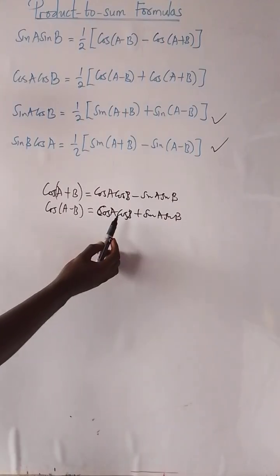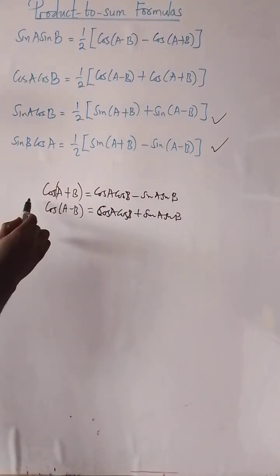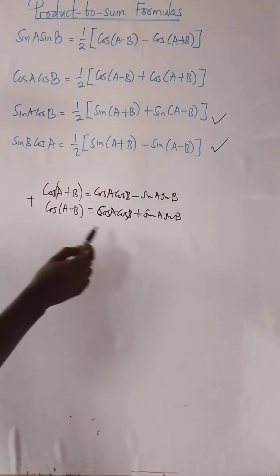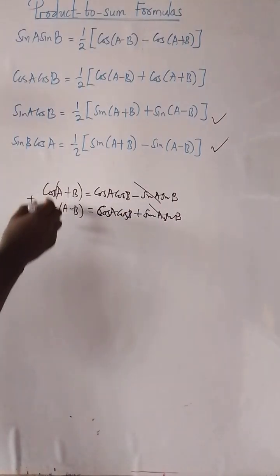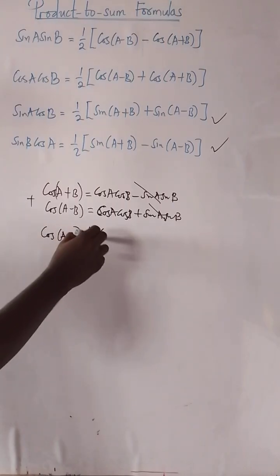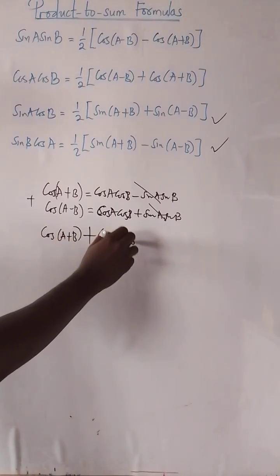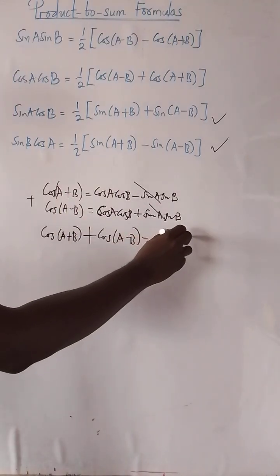So you want to know the value of what? Cos A cos B. This one. We are going to add this. Because if you add this, sine A sine B and this one will cancel out each other. So if you add this one, we are having cos A plus B plus cos A minus B. Because if you add this one, they are the same. So you have 2 cos A cos B.